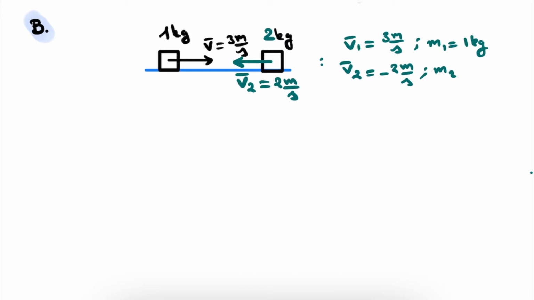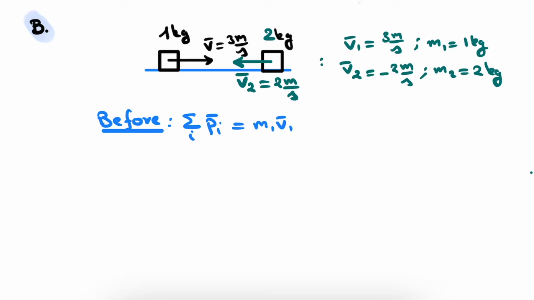And its mass, m2, is equal to 2 kilograms. And again, to solve this, we are going to use conservation of momentum. For this, we again need to calculate the total momentum before and after the collision. So before the collision, we of course have m1 times v1 plus m2 times v2, since there are only two objects involved in this situation. This can now be easily filled in.